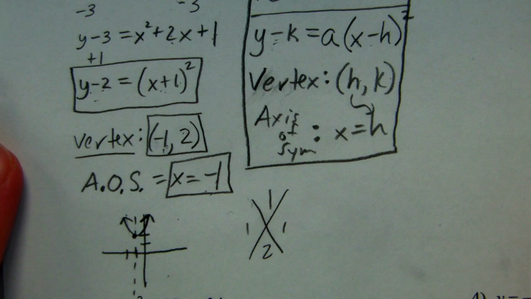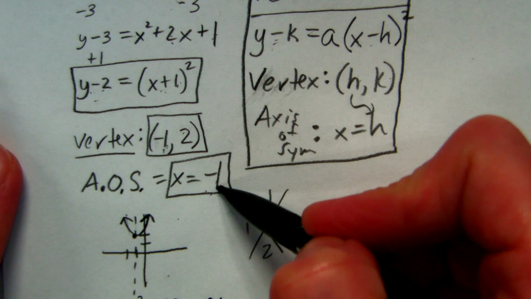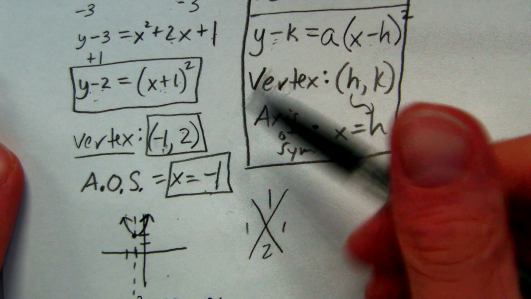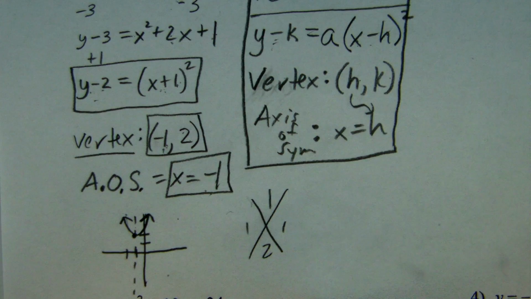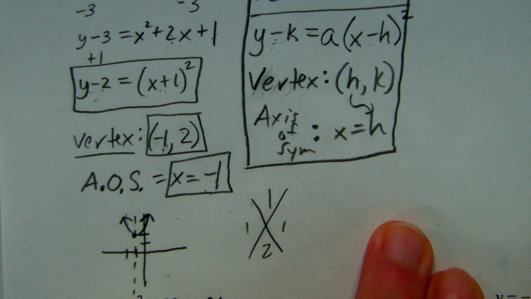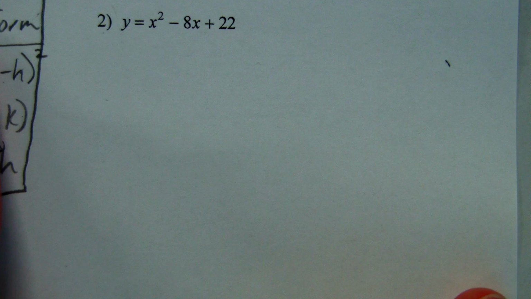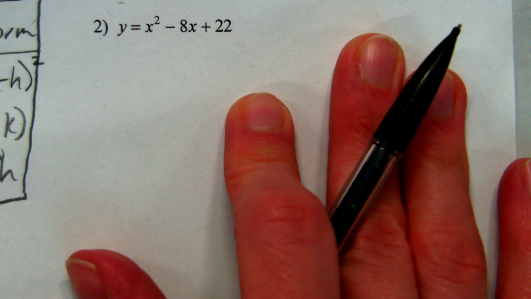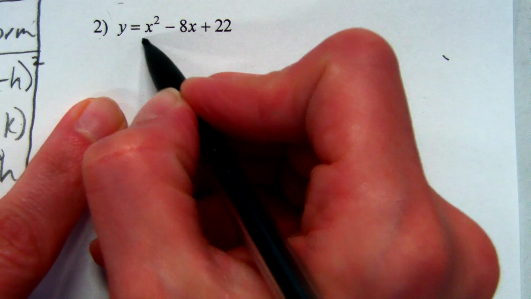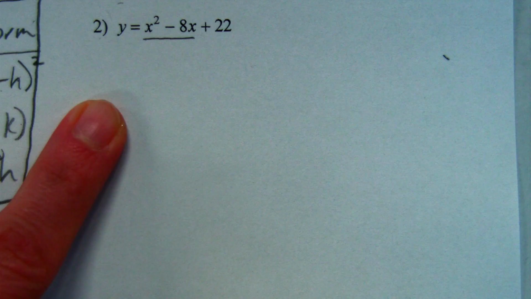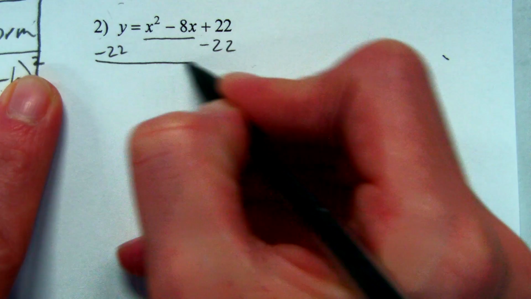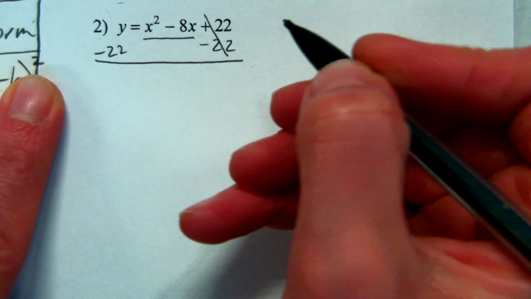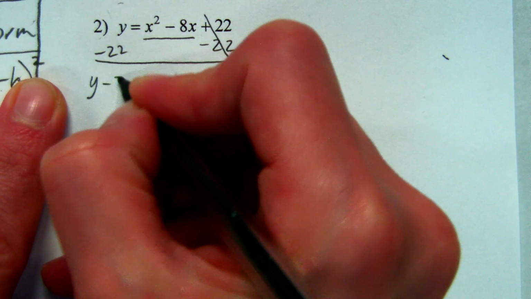So we have other ways to get the axis of symmetry that we learned previously. This is another way, and it's another way to write the equation. Okay, so let's look at number 2. Our first step is to get the x squared minus 8x by itself so that we can complete the square. So we're going to subtract this 22 off both sides. That gets rid of it over here, and I'll have y minus 22.